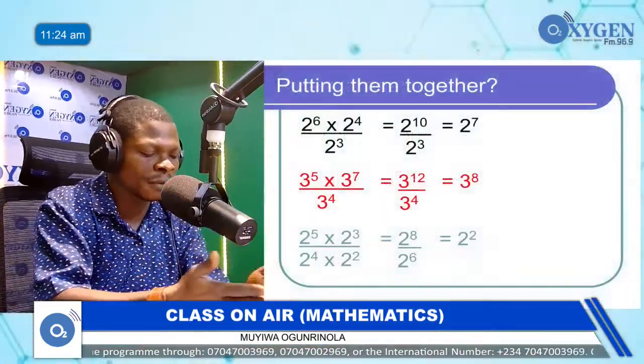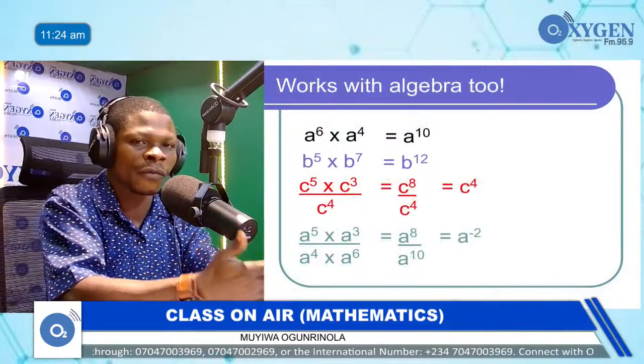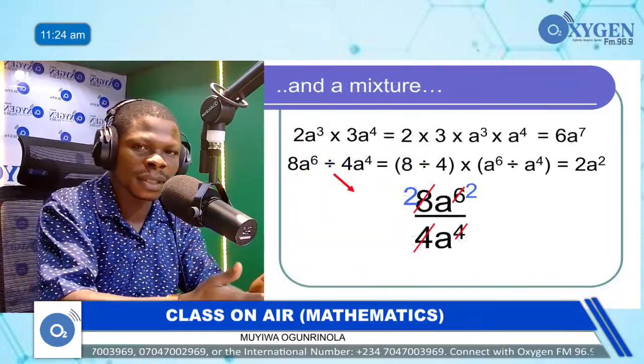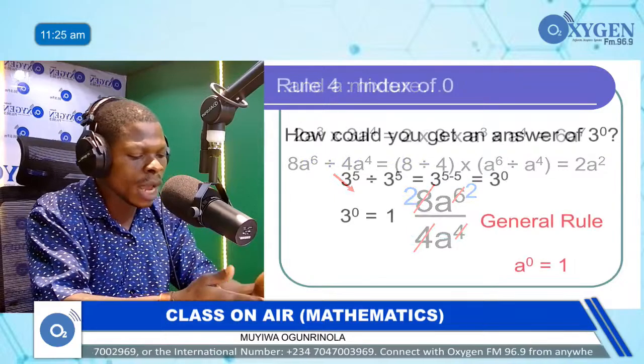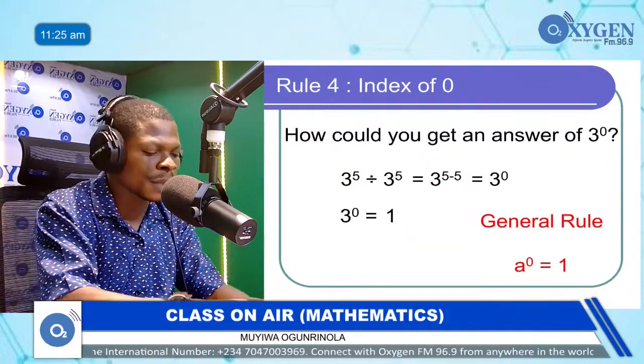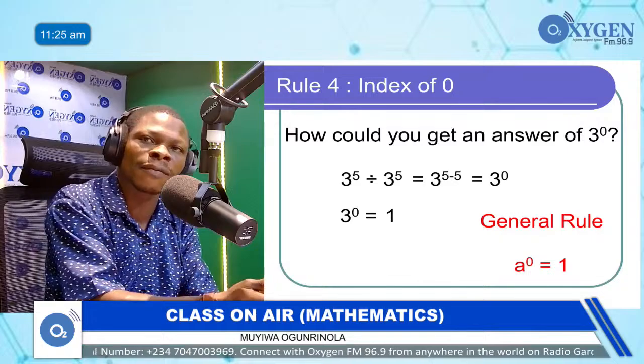Now another law here, you still have what they call zero law or index of 0. When you have a number raised to power 0, where you have a raised to power 0, it is going to give you 1. So any number raised to power 0 is equal to 1. For example, when you have 3 raised to power 5 divided by 3 raised to power 5, you see they have the same base, then they have the same power. Then when you pick one base, it will now be 3 raised to power 5 minus 5.